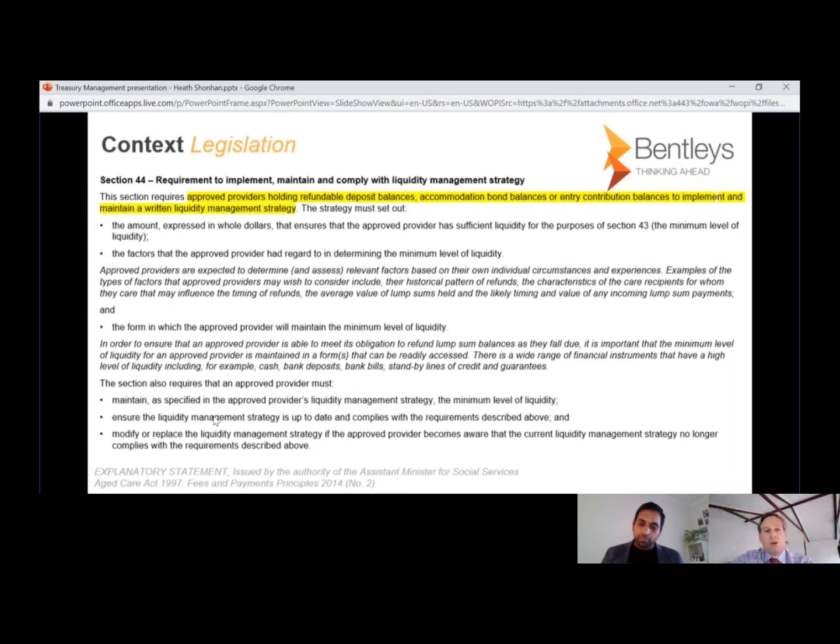There's some broad requirements around what types of documents they must maintain, the format in terms of how they're holding liquidity, the factors that they've used to determine the minimum level of liquidity, and then the form in which they will maintain that liquidity. The Act and the regulations, though, are silent, and necessarily so, around the exact percentages.